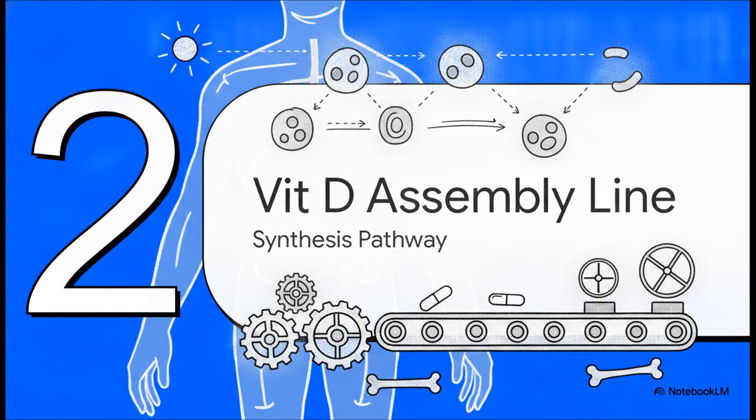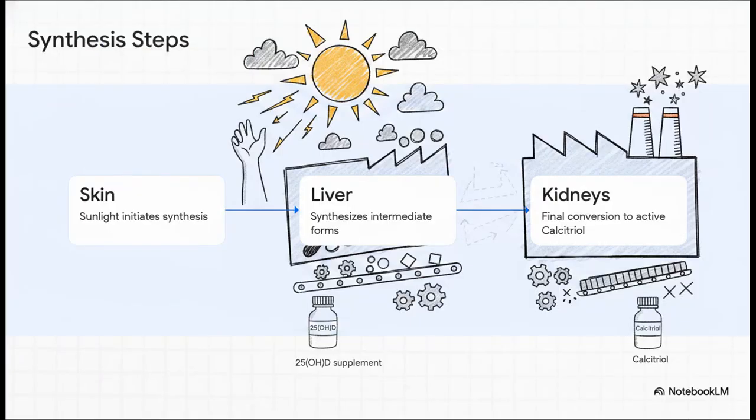Section 2. The vitamin D assembly line, the synthesis pathway. Let's see how this builds, because you can basically think of your body as a highly coordinated manufacturing plant spread across 3 different organs. Step 1 begins right at the skin, where sunlight acts as that initial spark, initiating synthesis. Those raw materials are then packed up and shipped to step 2, the liver, which synthesizes intermediate forms of the vitamin. And then finally, those intermediate forms are sent down the line to step 3, the kidneys, for the final conversion into active calcitriol.